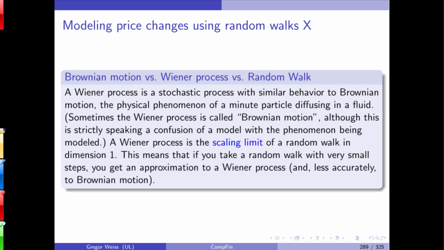Okay. Random walk, Brownian motion, Wiener process. Actually, three words for the same thing. A Wiener process is the mathematical model. Brownian motion is the natural phenomenon that is modeled in mathematical physics by using a Wiener process. Brownian motion is the phenomenon of minute particles diffusing in a fluid.